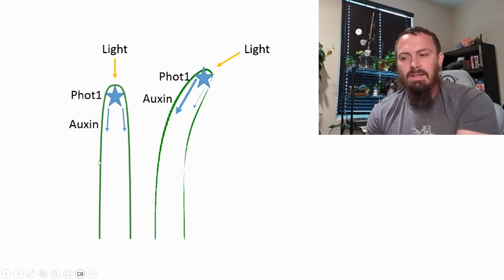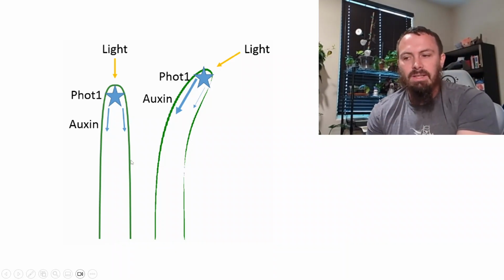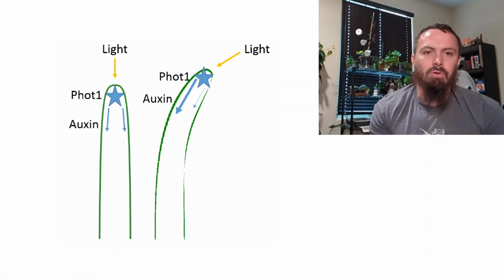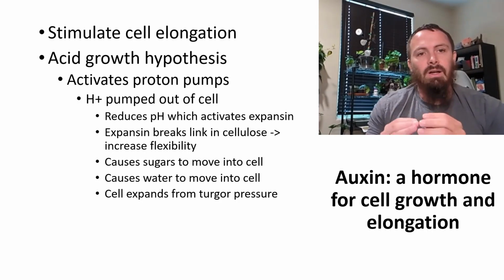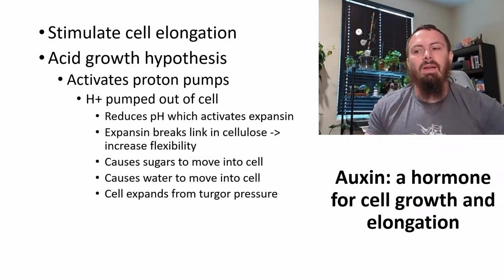If you want to take this shoot here, the straight stem, and bend it to the right like this, you either need to add cells over here, so that there's more cells on the left side, basically causing it to arc, or take away cells on the right side, basically causing it to cave in, which will also produce an arc. And the acid growth hypothesis says it's the first one. They're going to expand the left side, causing it to basically push the stem to the right.